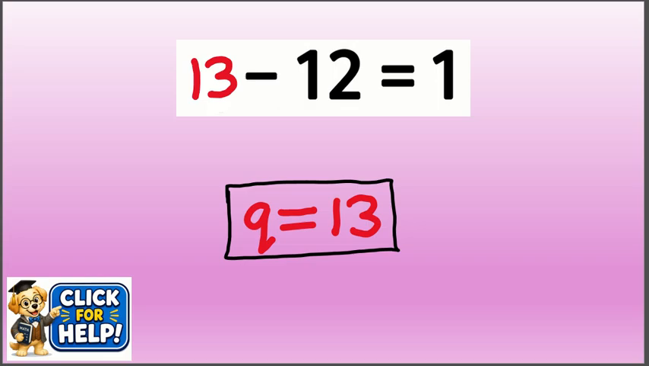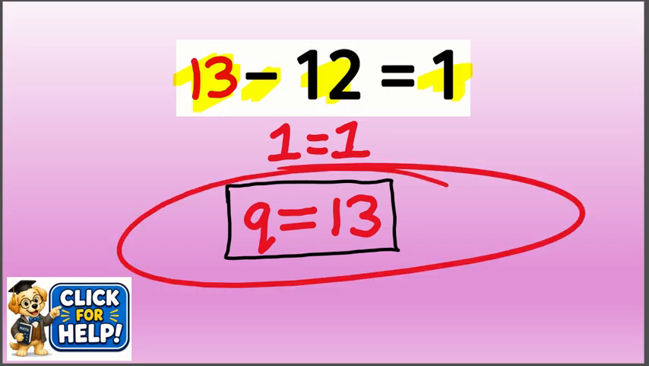Does it make sense? Is it true that 13 decreased by 12 is 1? And it is absolutely true, because 13 minus 12 is 1, which means we have an equation that says 1 is equal to 1. And thus we know that this is a true value.